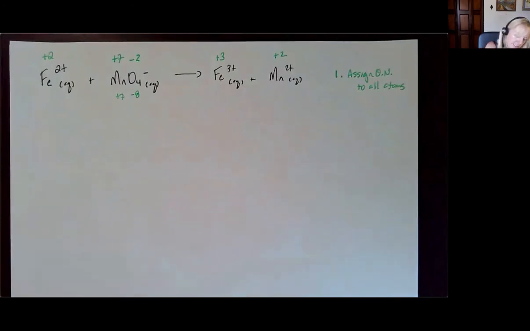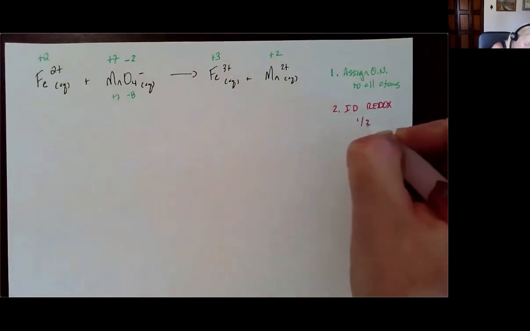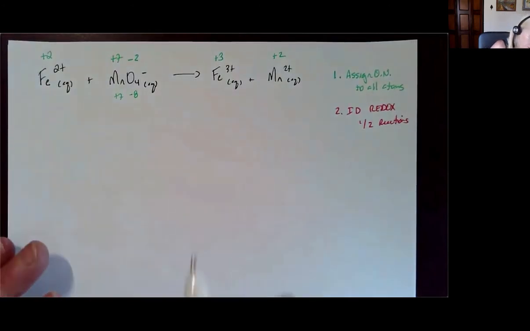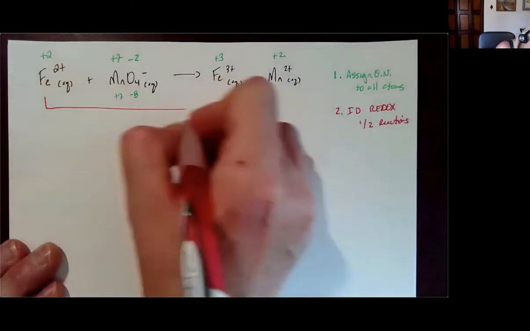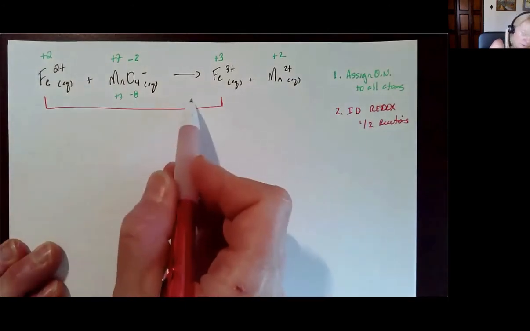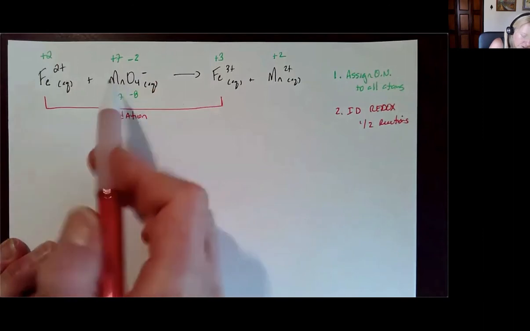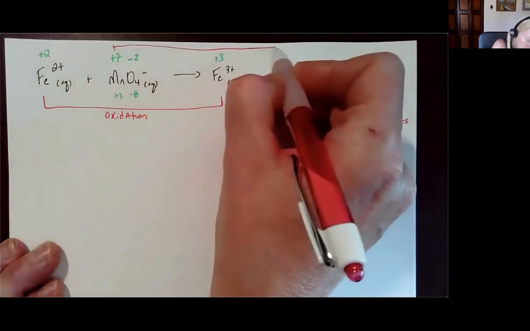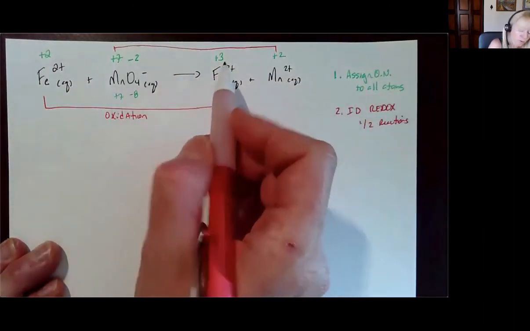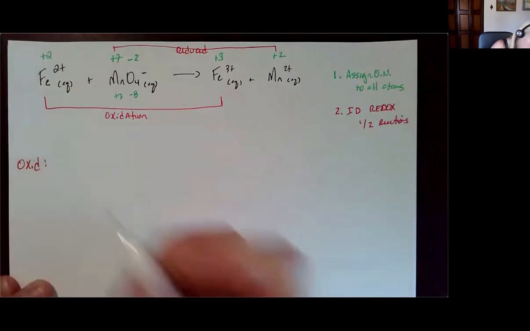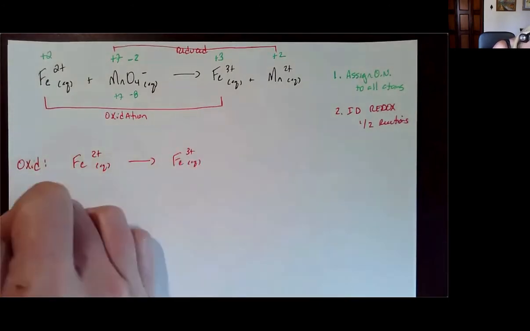Next, I'm going to identify my redox half reactions. I'm going to track what was oxidized and what was reduced. Iron goes from 2+ to 3+, so its oxidation number increased. This is my oxidation half. Manganese went from +7 to +2, so its oxidation number went down. This was reduced. Pull these out of here and write them as my half reactions: my oxidation half and my reduction half.